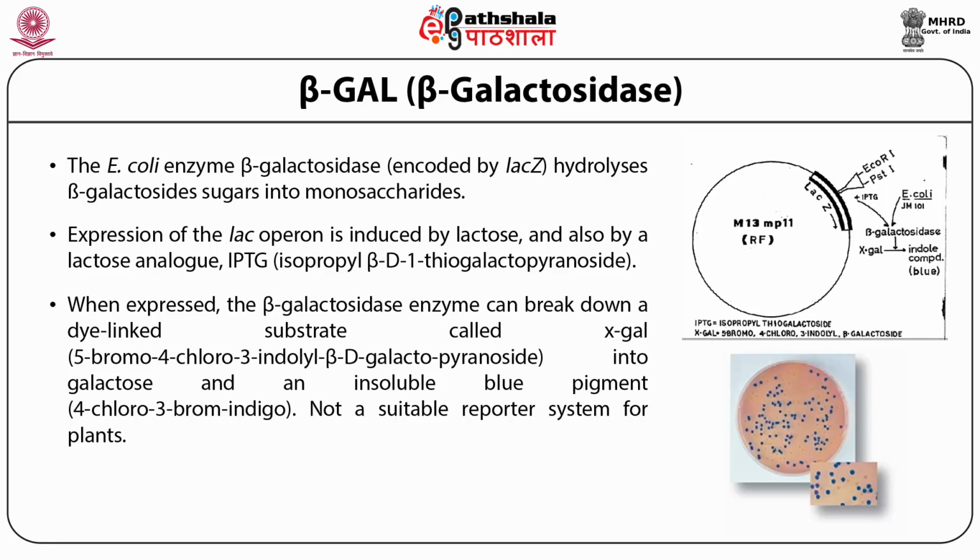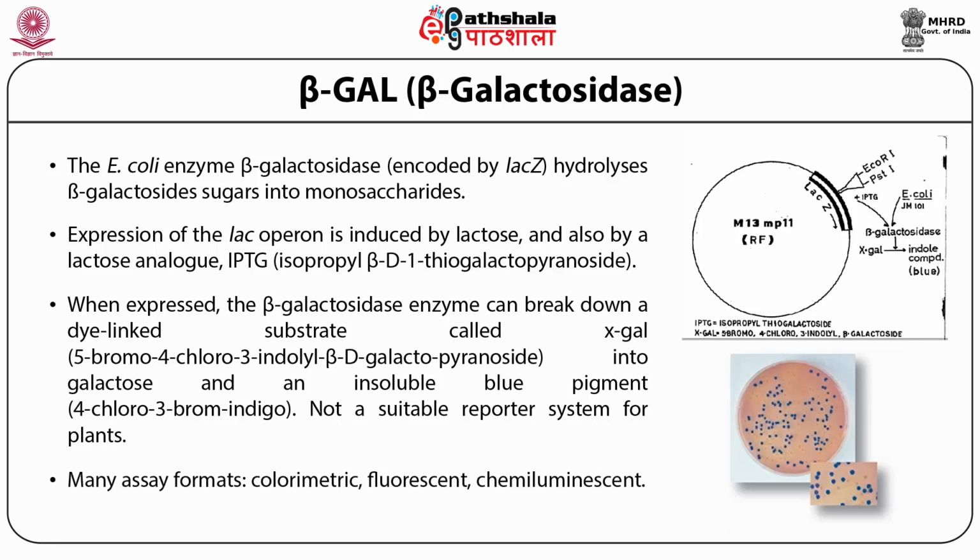The chemical name is 5-bromo-4-chloro-3-indolyl beta-D-galactopyranoside. When X-Gal is cleaved, it converts to galactose and an insoluble blue pigment, which is 4-chloro-3-bromo-indigo. This blue color can be easily visualized. Though this is a very popularly used reporter system for bacteria, it is rarely used in plants, because this enzyme is also present and active in plants as an endogenous enzyme, which can produce a blue product. So this is normally not used that much.